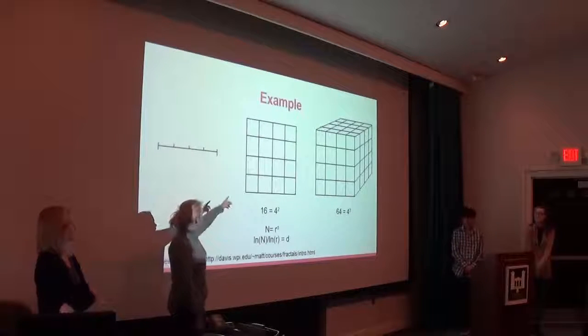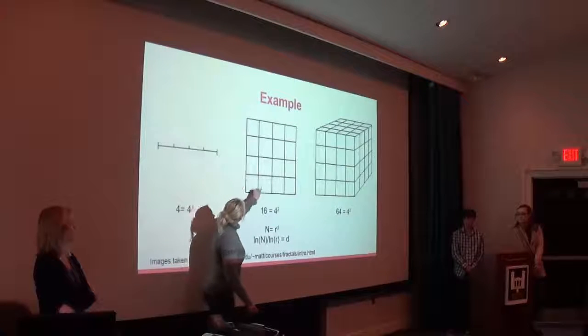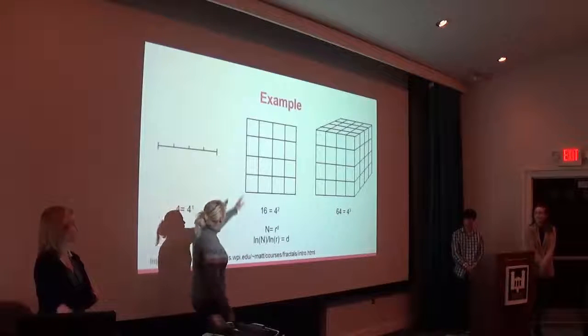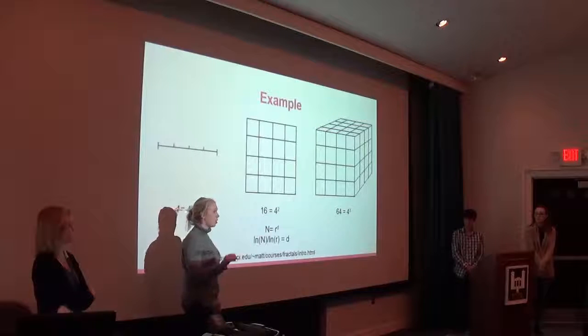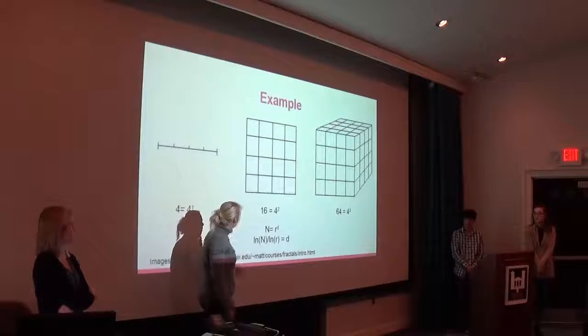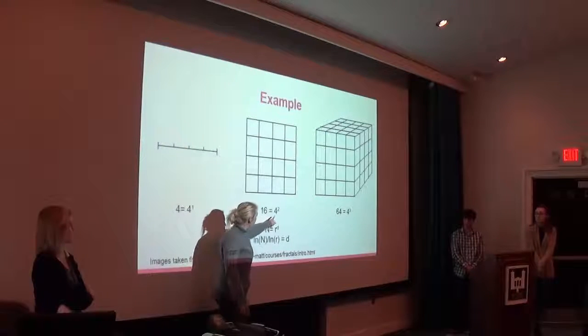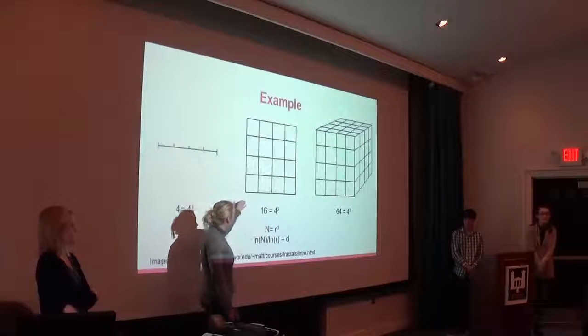So then if you look at the square right here, you take one little square and scale it by four, you get this big square. It takes 16 of the smaller squares to get the entire big square. So 16 little pieces equals the scale four squared. So this is a two-dimensional object.